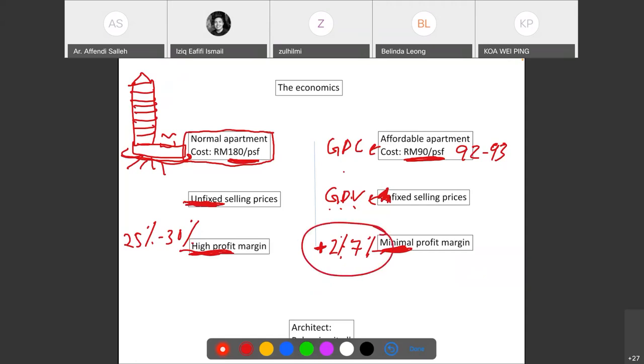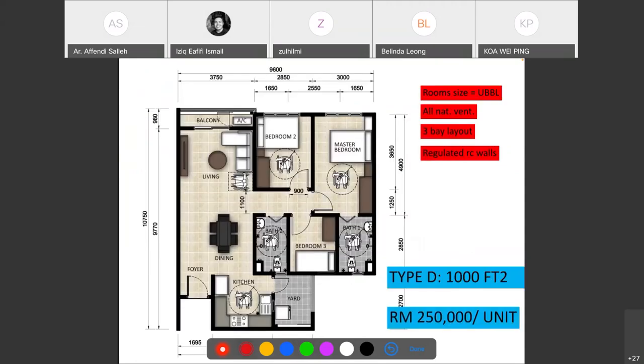So, the question of cost is always important. The unit type is always this. The authorities stipulate the size: 1,000 square foot per unit, selling at 250K per unit. Room size must be as per UBBL. All rooms must be naturally ventilated. Only this is our input.